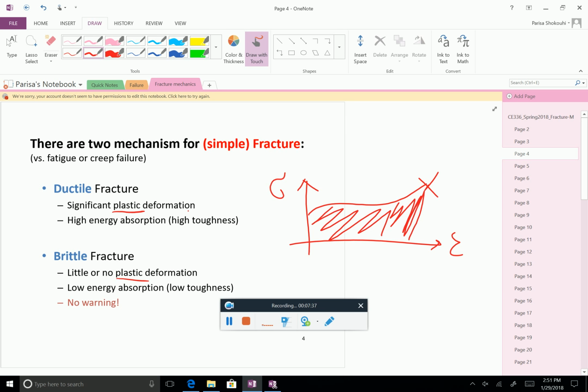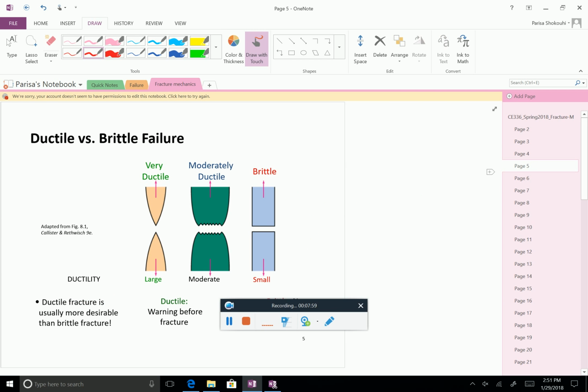And brittle is the opposite. We have little or no plastic deformation. I think I showed you the chart already a few times. When you break it, it just breaks like that. There is no warning and very little energy absorption. We compared this last time. Now, we want to look a little bit more closely. The reality is, engineering materials are not completely brittle or not very ductile.